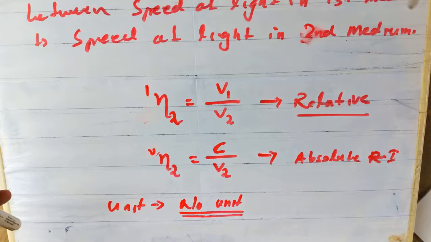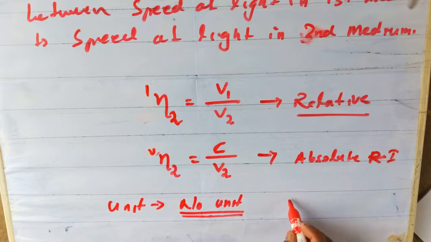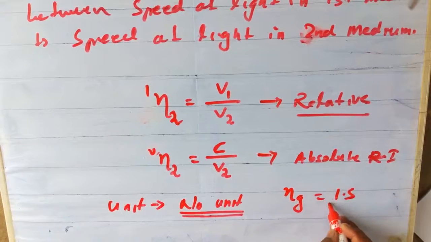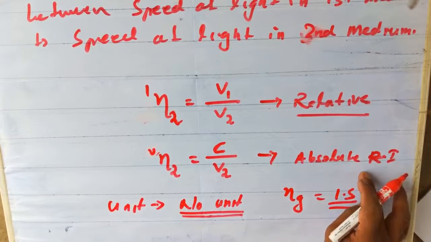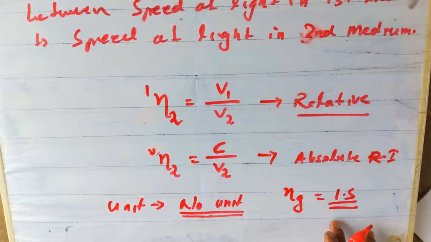Another definition of absolute refractive index: it is the ratio between the speed of light in vacuum to the speed of light in the given medium. Suppose it is given that the absolute refractive index of glass is 1.5. What does it mean? It says that the ratio between the speed of light in vacuum or air to the speed of light in glass is 1.5. I'll do that one. If you copy it, then I'll erase.